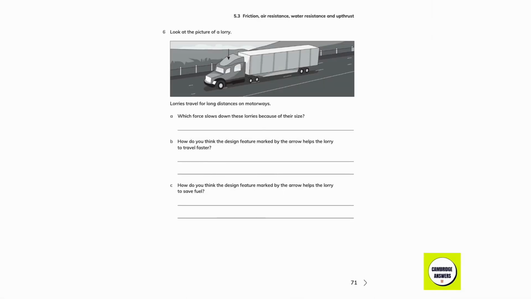Look at the picture of a lorry. Lorries travel long distances on motorways. Which force slows down these lorries because of their size? Air resistance. How do you think the design feature marked by the arrow helps the lorry to travel faster? This design feature gives the lorry a more streamlined shape. The lorry can overcome the air resistance and go faster.